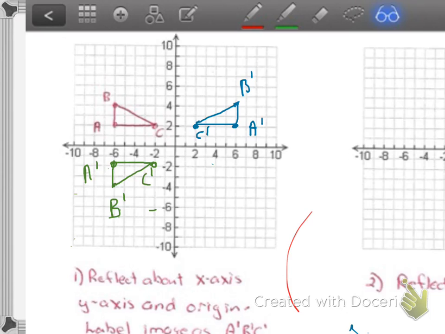Okay. The last one we're going to do with this is we're going to reflect it about the origin. When you reflect about the origin, both the x and the y's change to their opposites. So C is at negative 2, positive 2. Now it goes to positive 2, negative 2.